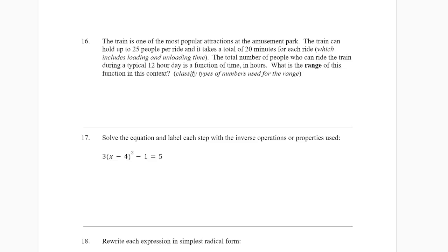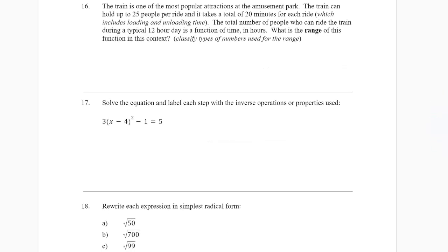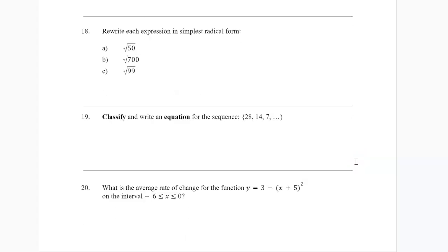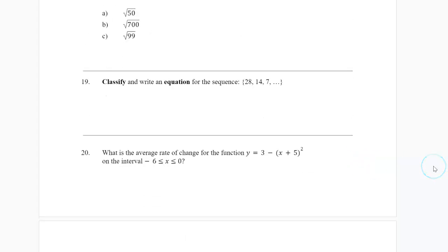For number 17, solve the equation and label each step with inverse operations or the properties that are being used. Number 18, write the expression in simplest radical form. Again, 3 points, 3 parts. Number 19, you're classifying and writing an equation.